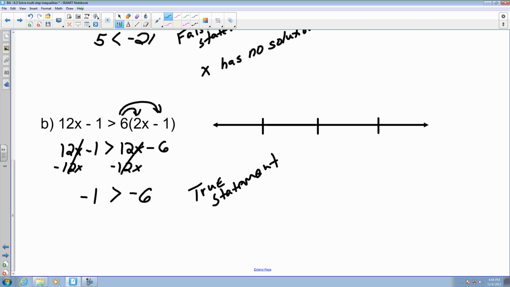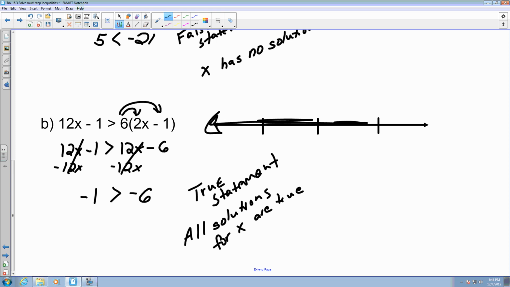And if it is a true statement, that means that all solutions for x are true. So when you graph an inequality that has all solutions, it looks something like this. You want to shade the entire number line to establish that it doesn't matter what number you put in for x, you will get a true statement.